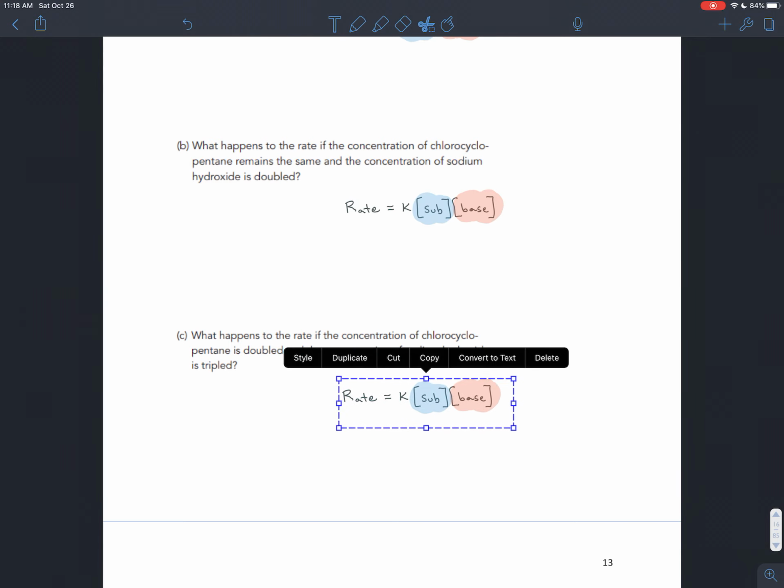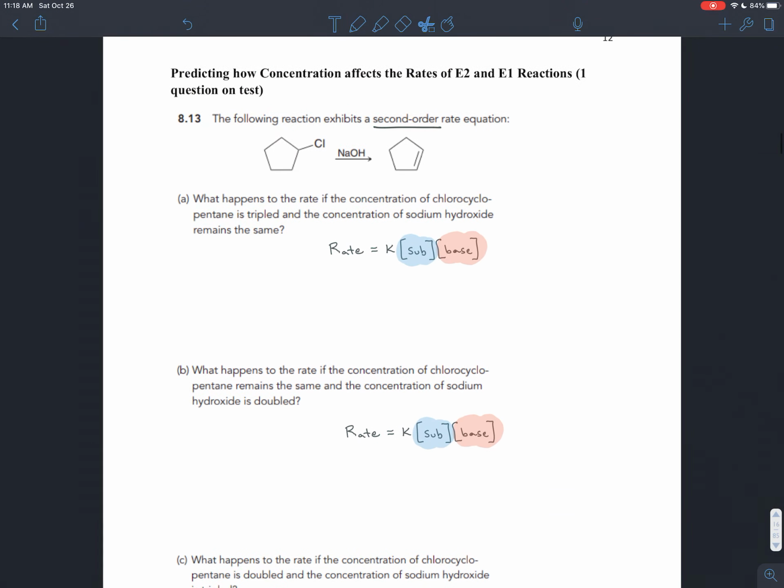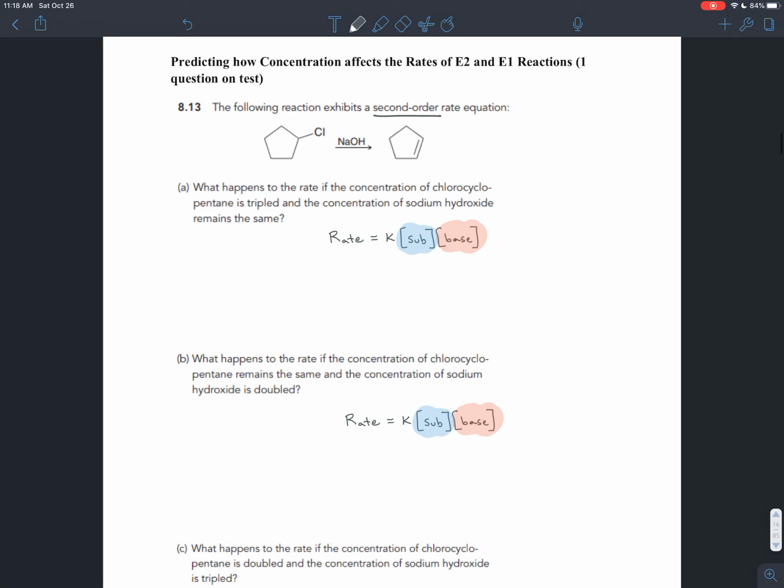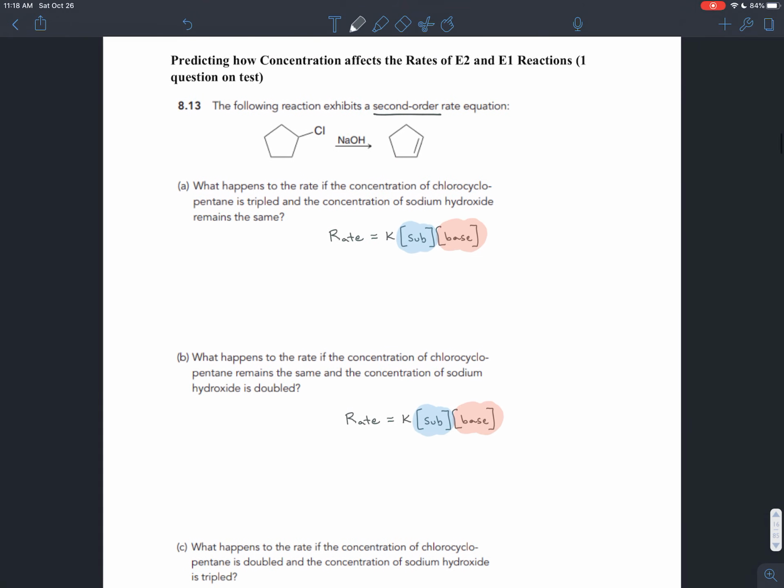For this exercise, they're going to ask how the rate of the reaction changes when you change the concentrations of things. Now that we know the rate law, we just have to plug in a few numbers. You always want your reference point to be 1. So what if everything were 1? Okay, fine. 1 for the substrate, 1 for the base, that's 1 for the rate.